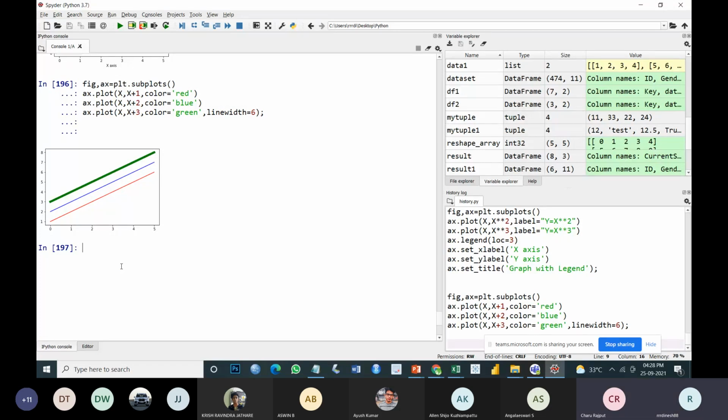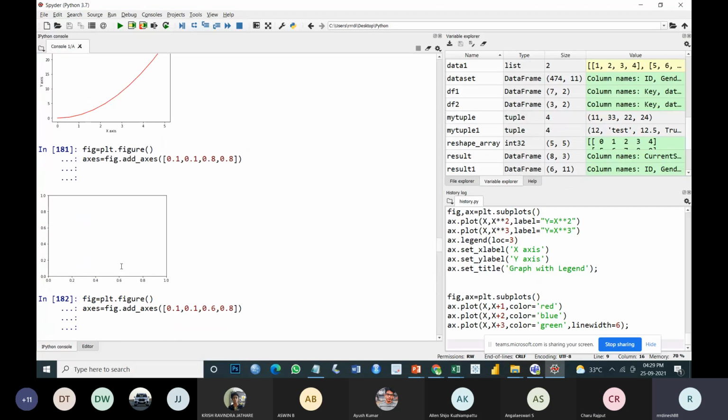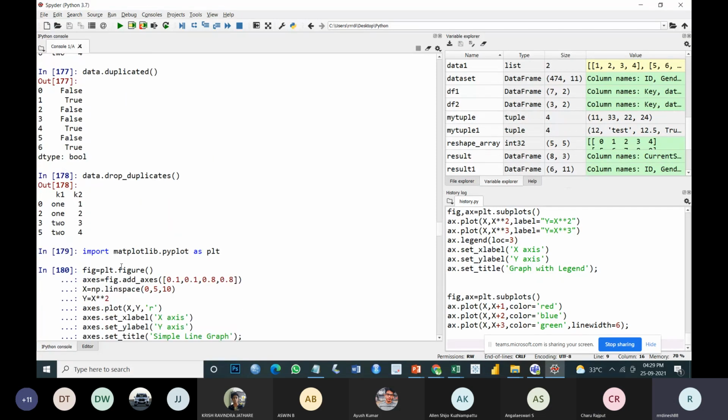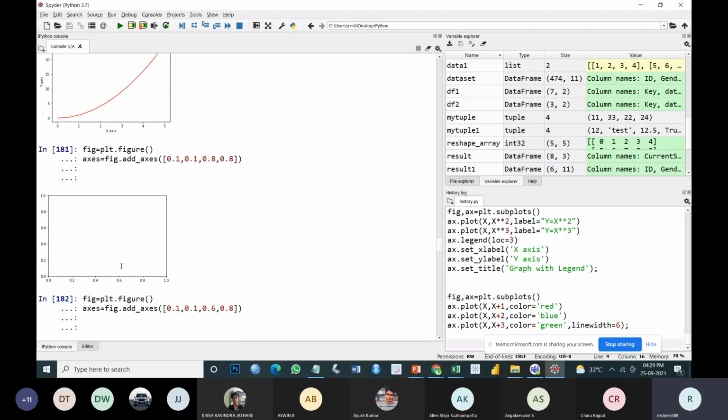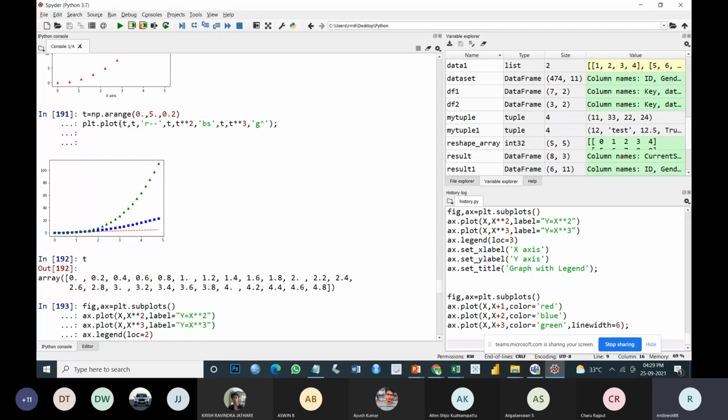Excuse me, sir. Sorry to interrupt, sir, but what is the significance of subplots? Is it the same as we had done previously with plt dot plot and t square, t cube in that bracket? In the same way only, but here we can't define the line width and all. We can't define some additional parameters. We can draw the multi-line graph like that. The parameters, the attributes come only when we go for the subplot function.